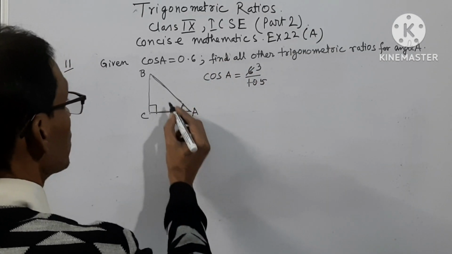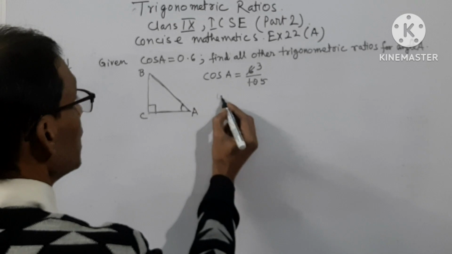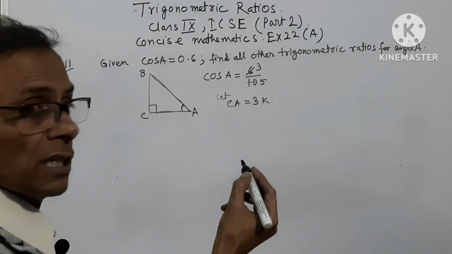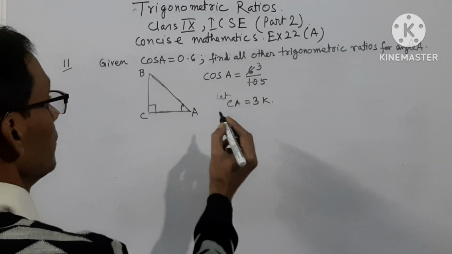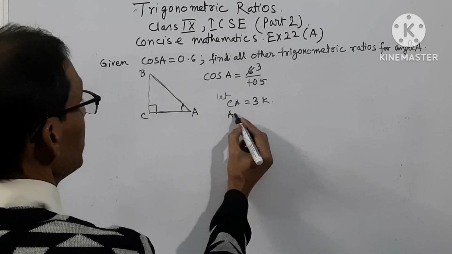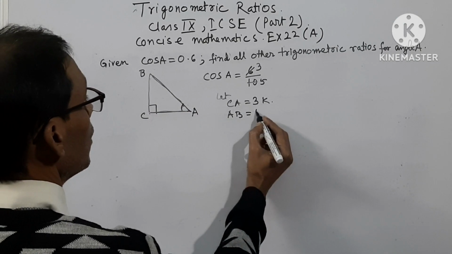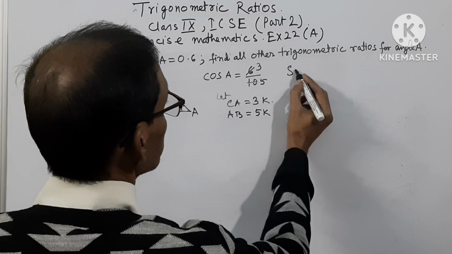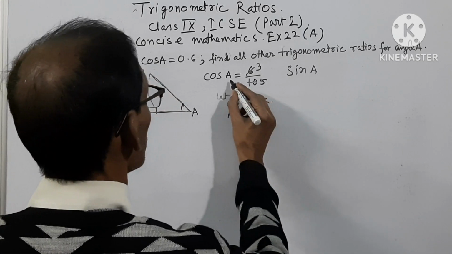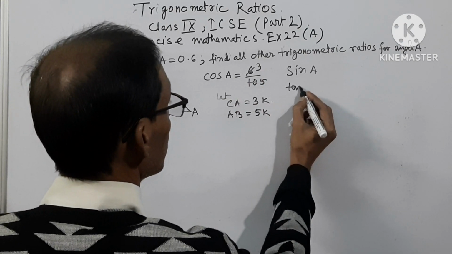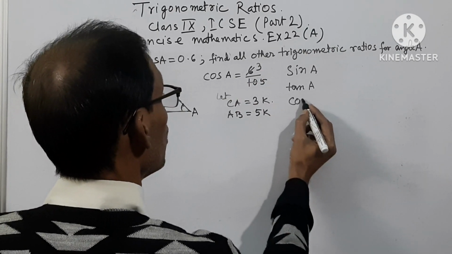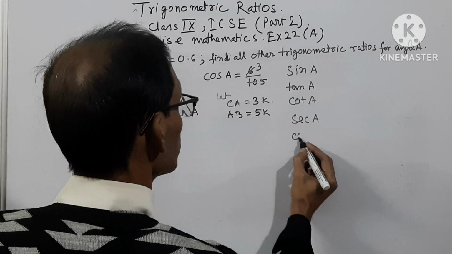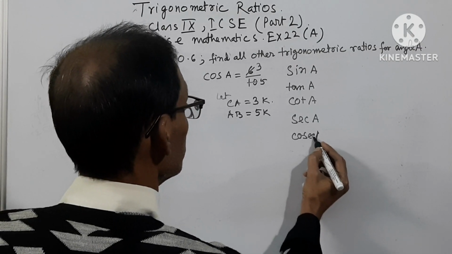So we cannot write base is 3, but we can let CA equal to 3K. Some constant must be multiplied with the 3. And similarly, let AB equal to 5K. Now you have to find out sine of A, cos of A is given. So tan of A, cot of A, sec of A, and cosec of A.